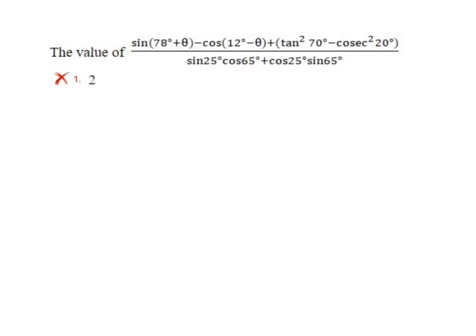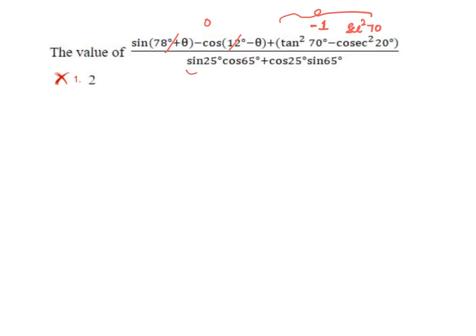The value of sin(78 plus θ) minus cos(12 minus θ) and so on like that. We know sin(78 plus θ) is the same as cos(12 minus θ). So if I cancel it, it becomes 0. Cosecant square 20, you can write as secant square 70. So this is the reverse of the formula, because we know secant square θ minus tan square θ is 1. Therefore, tan square θ minus secant square θ becomes minus 1. Therefore, it is minus 1.